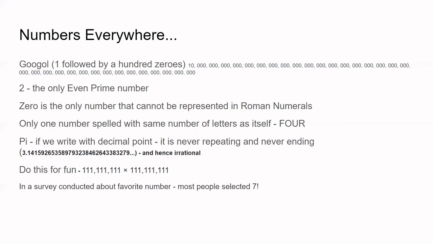And you know what? There was a survey conducted. Some random people were asked about their favorite number. And you know what? Most of the people selected 7. What could be the reason? 7 is kind of popular. You see 7 days in a week, 7 notes in music, 7 colors in a rainbow, 7 dwarfs in Snow White, and so on. So, is your favorite number as well 7?